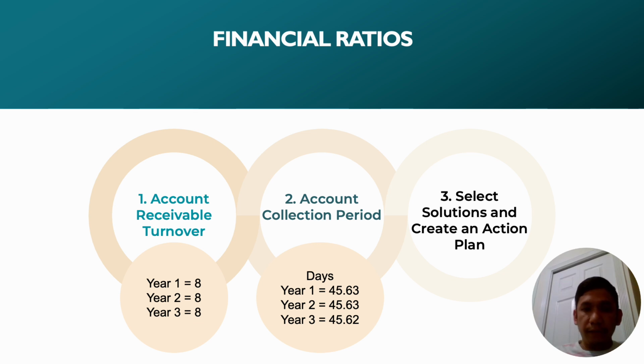Average collection period. This indicates that it takes Glenn about 45 days on average to collect receivables during the year. Glenn needs to maintain this or look into making the collection period shorter. This will help him convert account receivable into cash to roll it over for business use. Thank you.